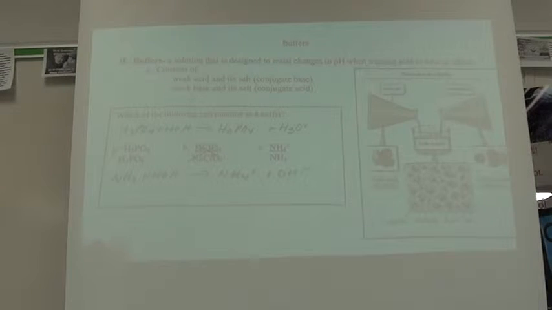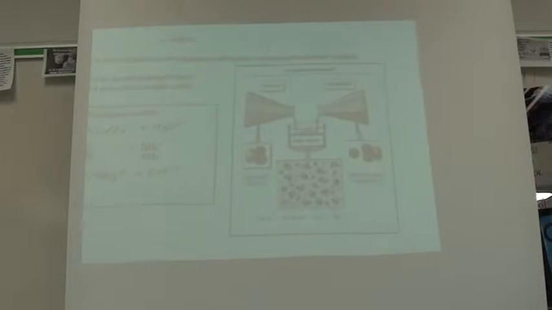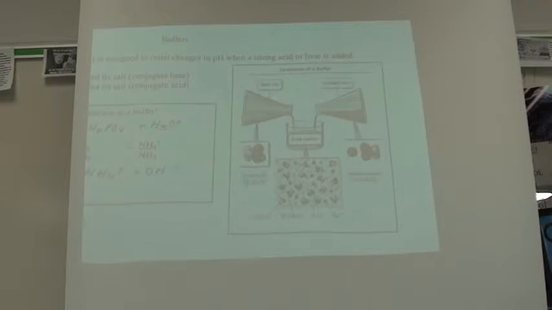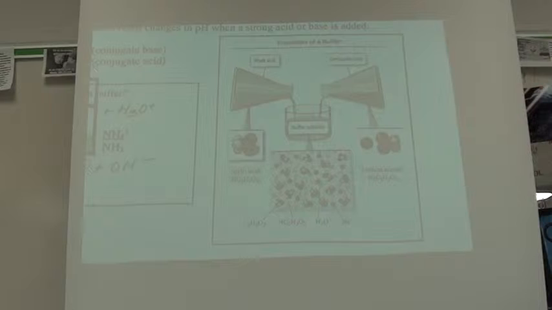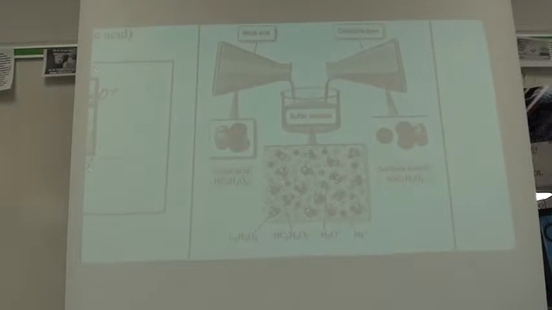Let's take my favorite weak acid and its conjugate. My favorite weak acid is acetic acid, and its conjugate would be the acetate ion, generally put into a buffer system as sodium acetate. So you take the weak acid and its conjugate base, and you make a buffer solution. This buffer solution is added to something else to attempt to keep the pH of that something else constant.